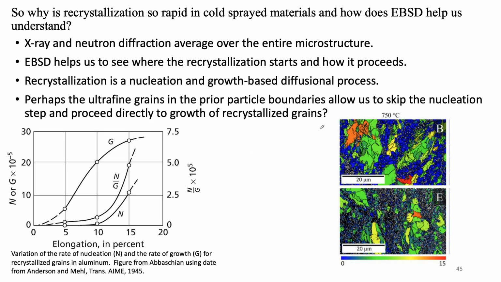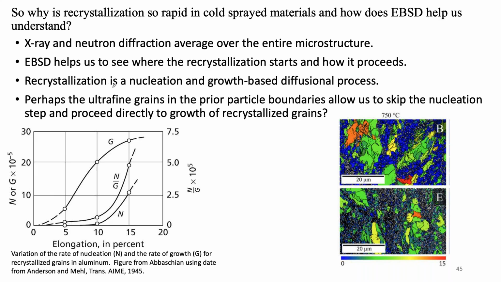So why is recrystallization so rapid in cold spray materials? And by the way, we've also seen this in Inconel alloys. We've seen this in a number of different instances, and I'm fascinated by it. And how is EBSD helping? Why do we need EBSD? Well, X-ray and neutron are great techniques, but they're averaging over the entire microstructure. So we can see on average what's going on, but we can't tell you where things are taking place, or perhaps how they're proceeding in the microstructure.